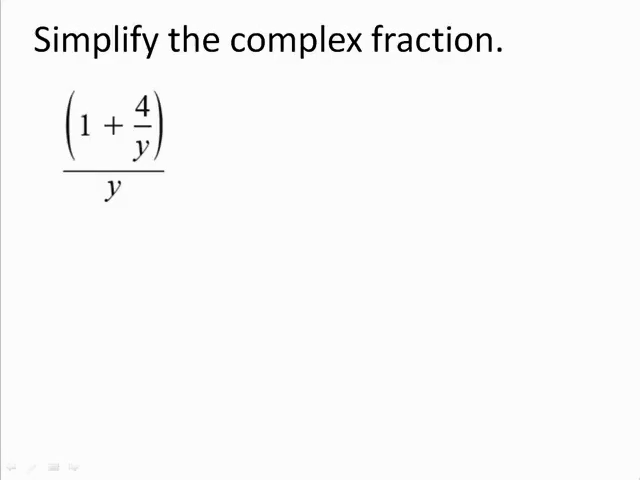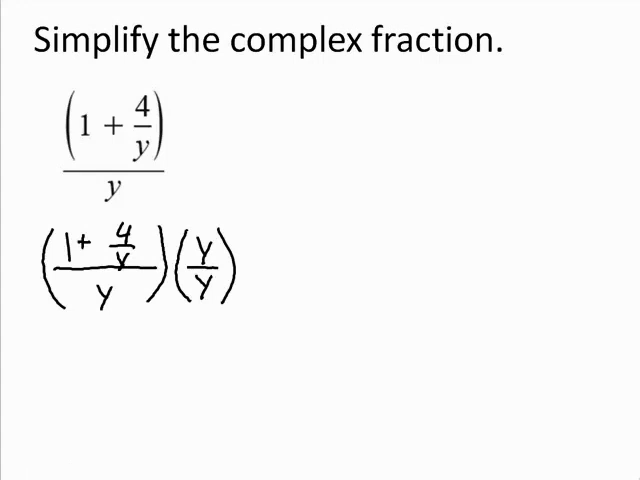Simplify the complex fraction: the quantity 1 plus 4 divided by y. Get rid of the fractions in the numerator. There is a 4 divided by y in the numerator. Multiply both the numerator and denominator by y, so that the 4 divided by y is just 4.